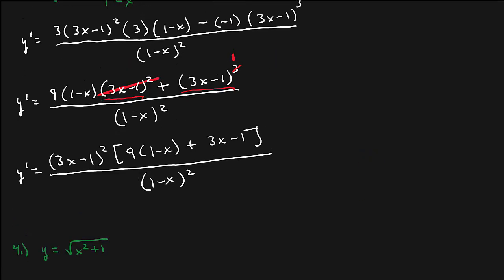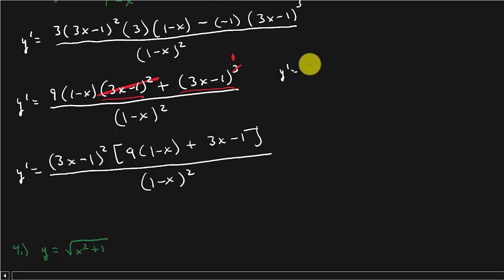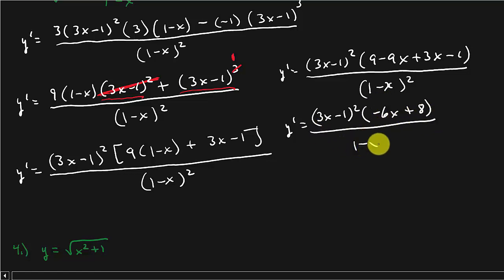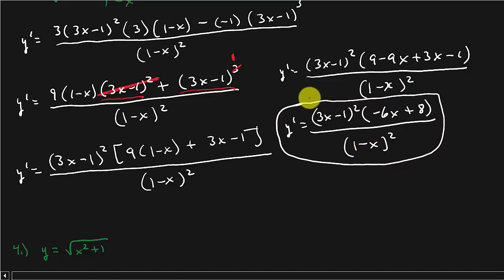And so now I get y prime equals (3x minus 1) squared times (9 minus 9x plus 3x minus 1) over (1 minus x) squared. I just distributed the 9. Now I'm going to combine like terms, so I get y prime is (3x minus 1) squared times, what is that, negative 6x plus 8, over (1 minus x) squared. And there's your answer.